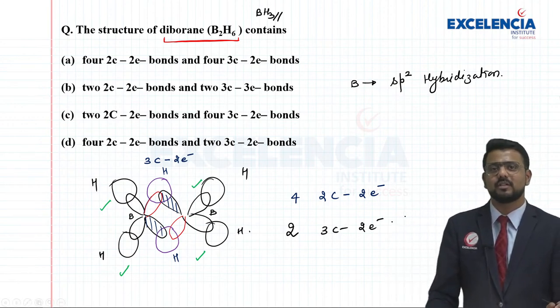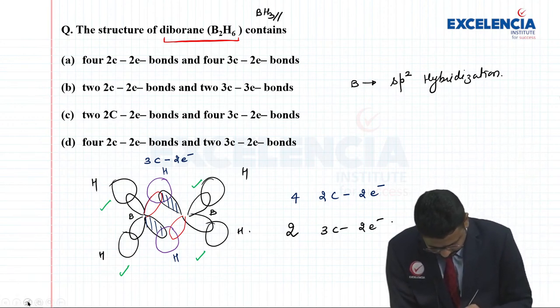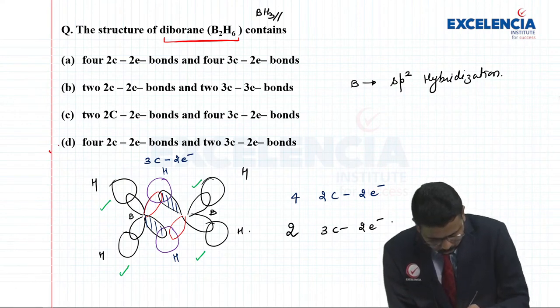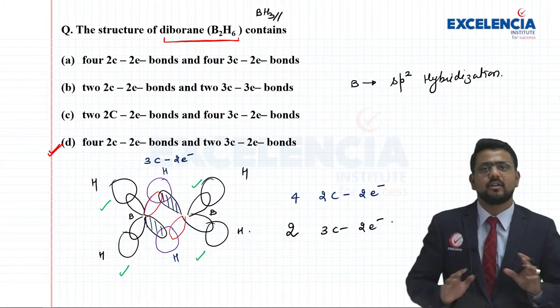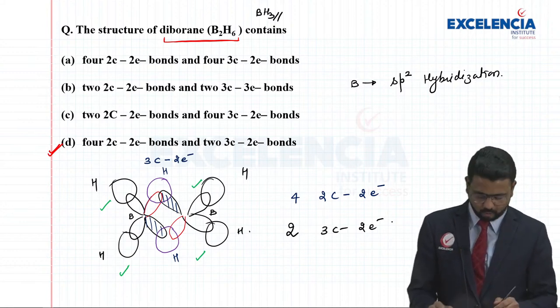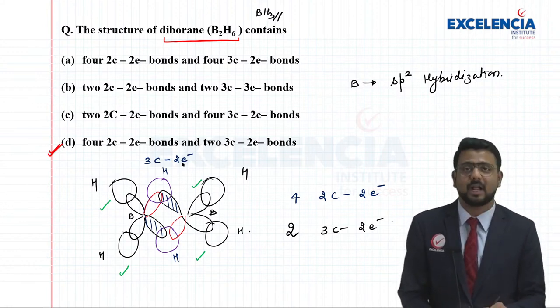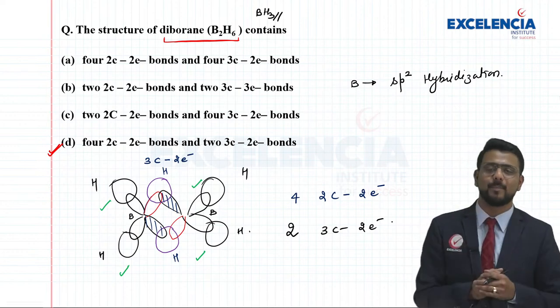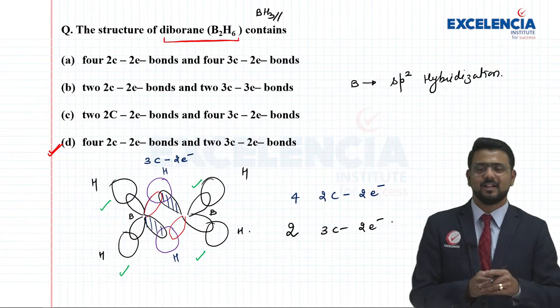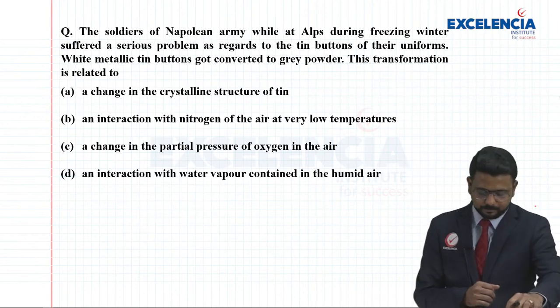So of all these options, I'm sure you'll be able to identify the correct option now, that here it is option D, which is the correct answer, right? So this is actually related to the structure of diborane, and of course, this looks like a banana bond, right? It is regarded as a banana bond here, which is involving what? Bridge hydrogen atoms. Okay, moving on with the next part here.